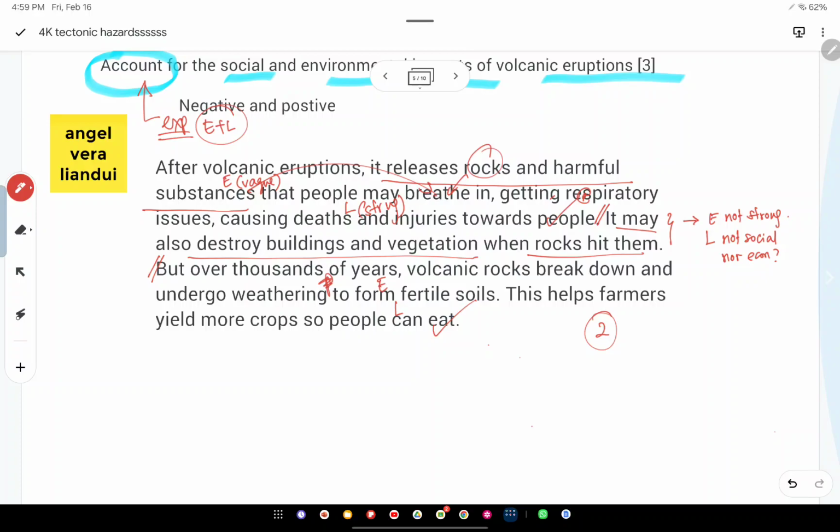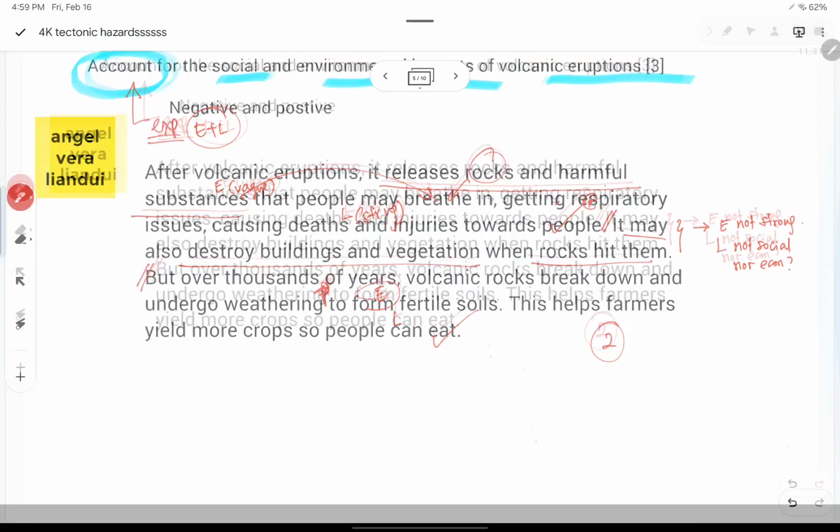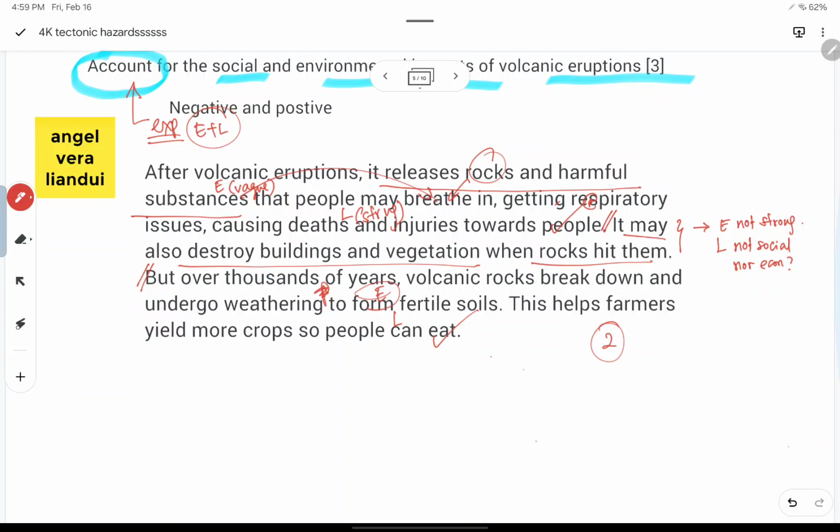Over thousands of years, volcanic rock breaks down, undergoes weathering to form fertile soil. Very good and very strong E. This helps farmers yield more crops so people can eat. Very good social impact. Okay, so this one I give 1 to 2 marks. For sure can get 1 mark. The last point, but quite confident to be able to give 2 marks.